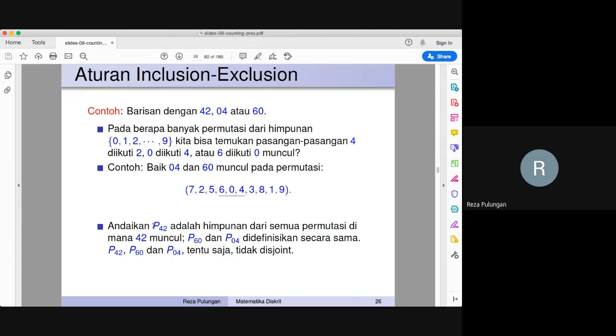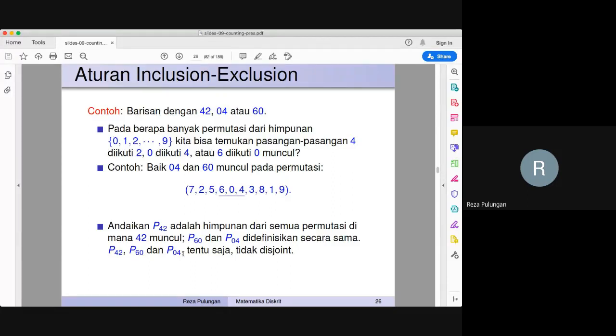Well, if you know P42, P60, and P04, then you can just take the union of these and ask, what is the cardinality of this one? And our problem is solved. But of course, P42, P60, and P04 are not disjoint. So we have to be careful.